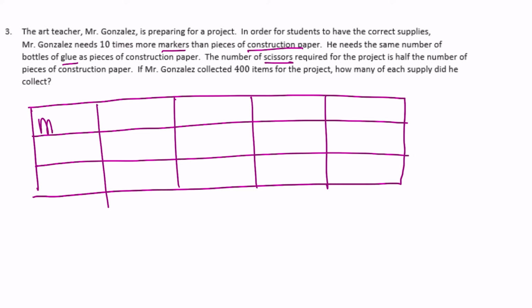Okay, markers, construction paper, I'm going to call it CP, glue, scissors, and total.